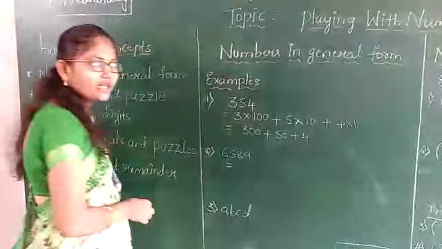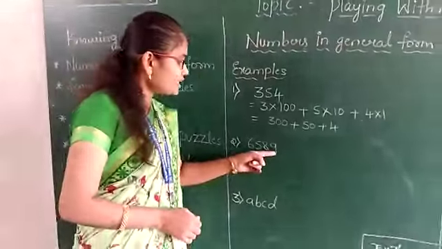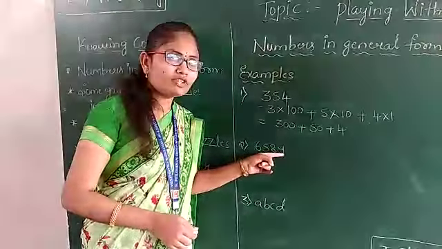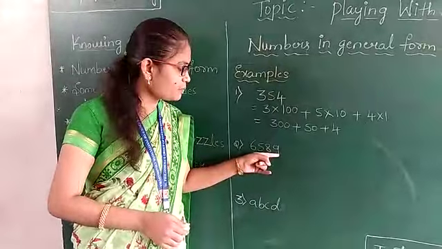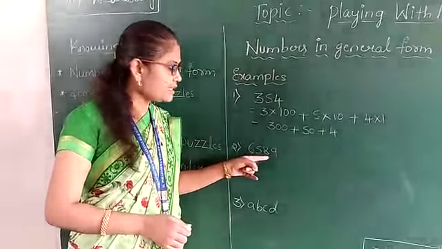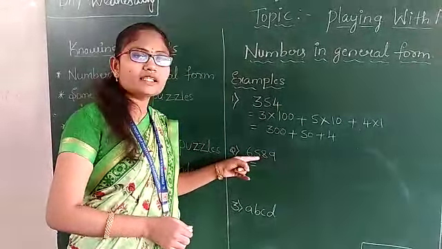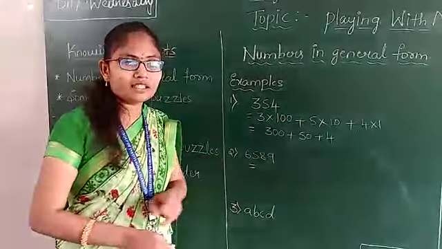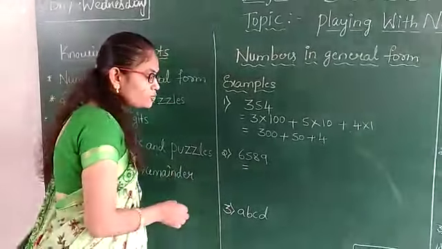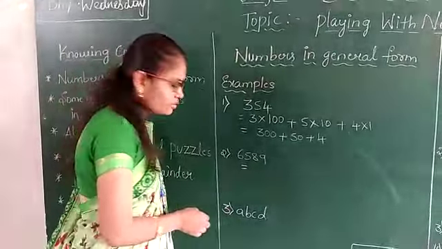6589. Here you can observe, 9 is in which place? 9 is in ones place. 8 is in which place? 8 is in tens place. 5 is in hundreds place. 6 is in thousands place. According to those place values we have to expand the number.